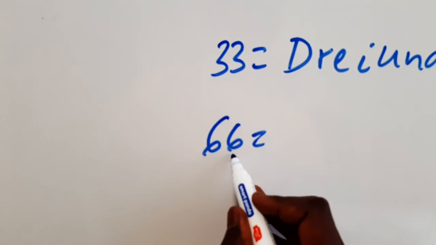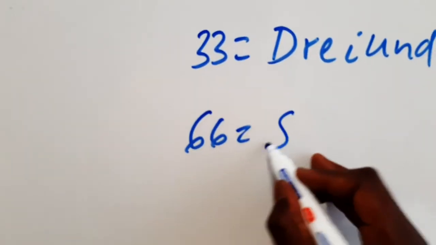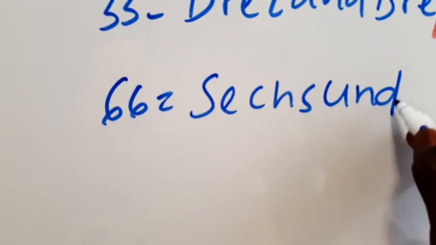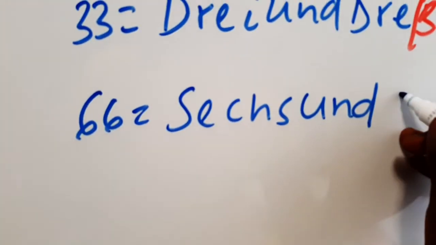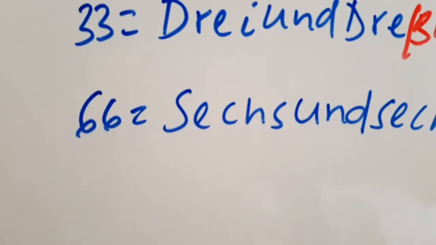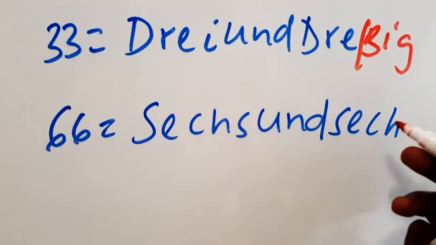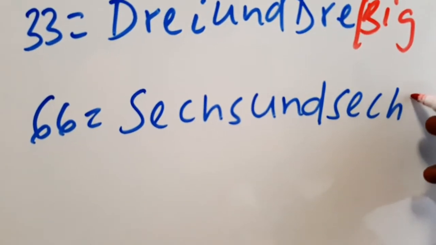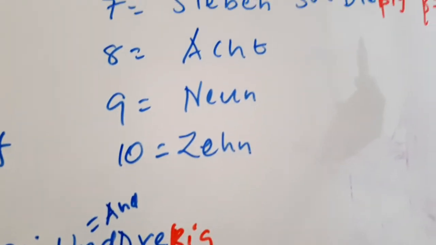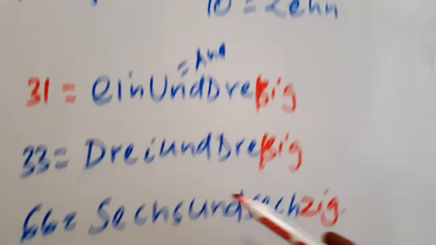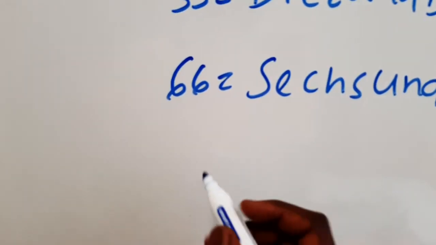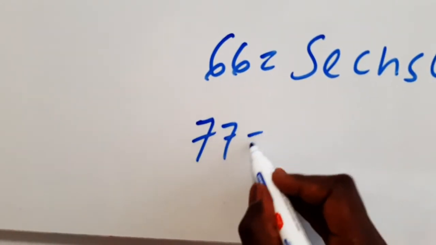So we start from the number in 1, so it's sechs und. So here is the trick. You have to remove the S, so sech. So it will be sechs und sechzig. Okay. So this one is the one we took from 20. So sechs und sechzig. And another trial is, let's say, 77.